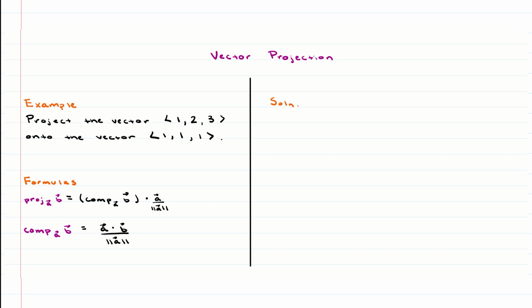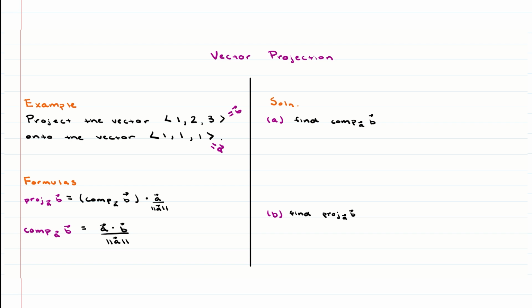So because the projection formula has the component in it, we're going to first solve for the component of vector b with respect to a, and then we're going to take that piece and plug it into the projection formula. And also notice the projection formula that we just went over is for the projection of b onto a. So that means that this is our vector b, and we're projecting it onto this vector, which will represent our vector a. Alright, so let's start with finding the component of b.